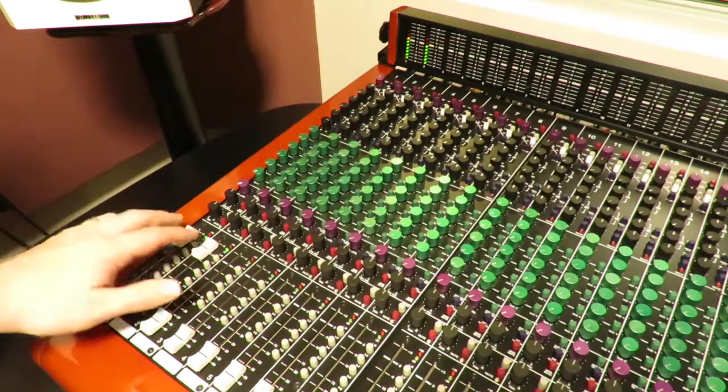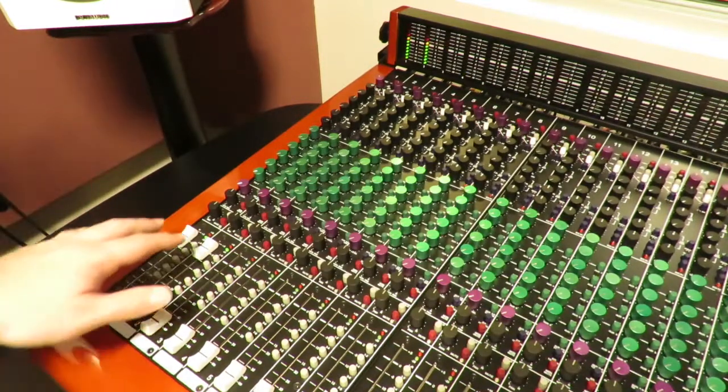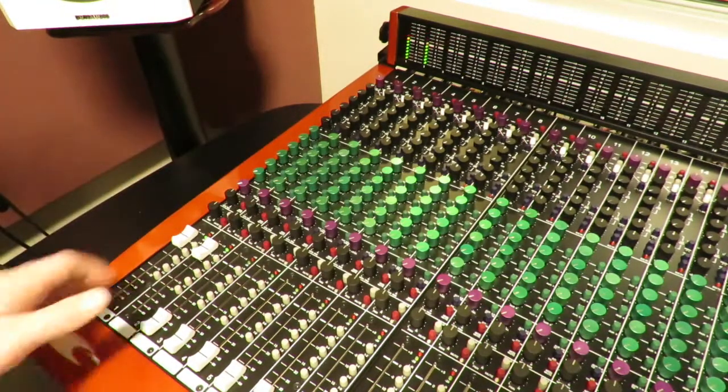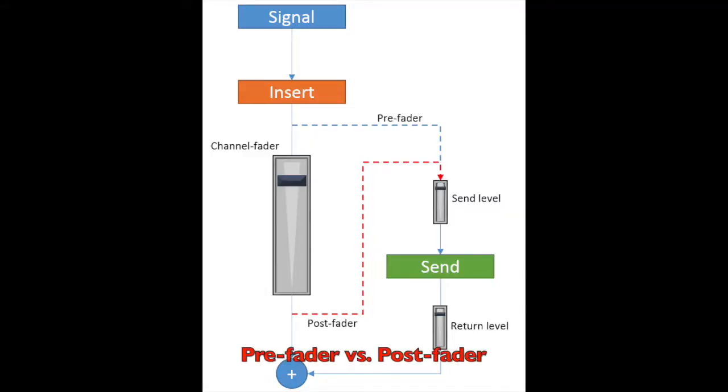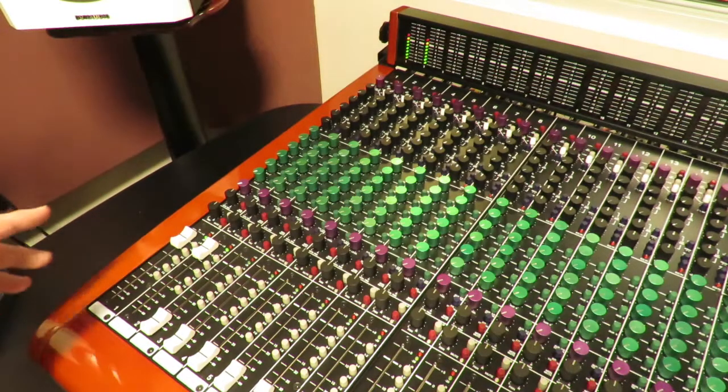But let's say that these are guitar tracks and I have some nice reverb dialed in. If I turn these down, and it's pre-fader, I'll still hear the reverb coming through even though I don't hear the original dry guitar signal. But if we have it post-fader, then the proportion of dry signal to wet signal stays the same. Gotcha.